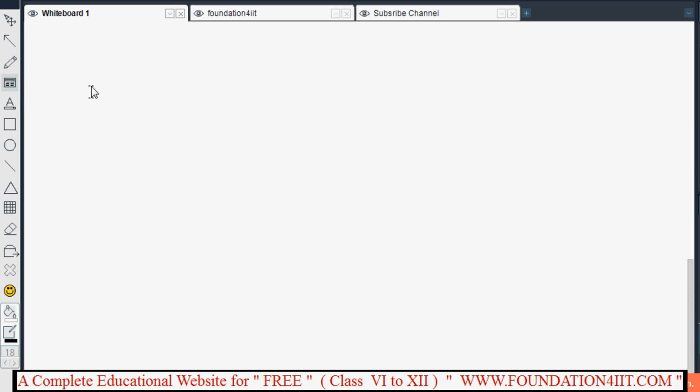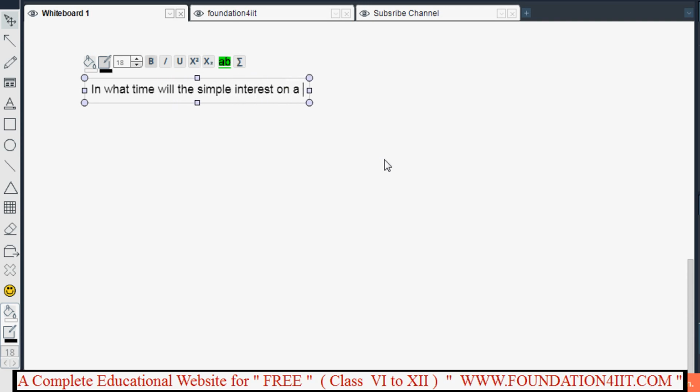Okay, let us solve one more sum in which the data is not exactly given. First I write the question. In what time will the simple interest on a certain sum of money at 7 1/2%, that is 7.5% per annum, be 3/8 of itself? So the rate of interest is given.